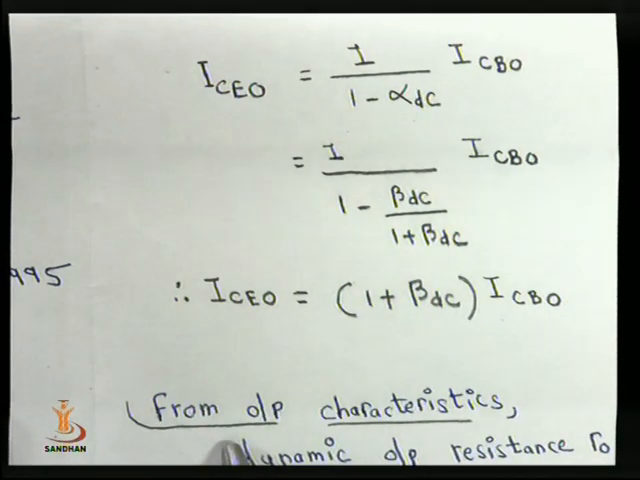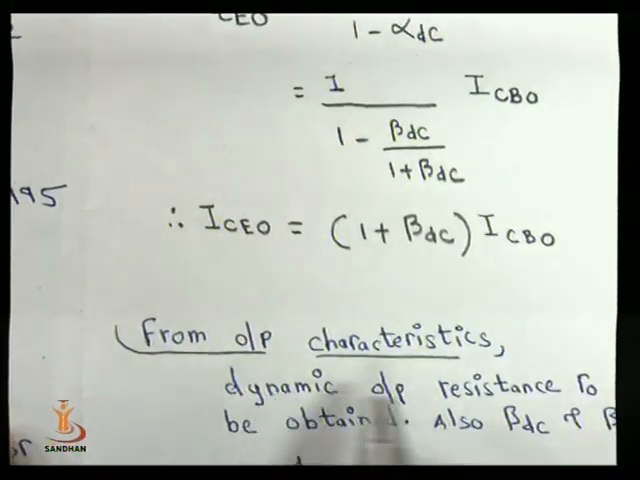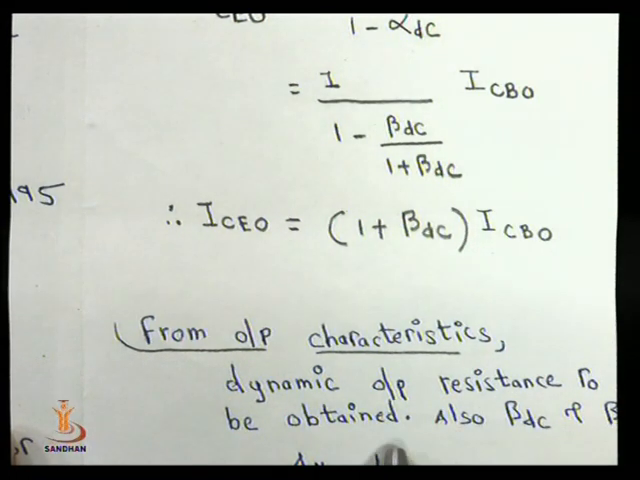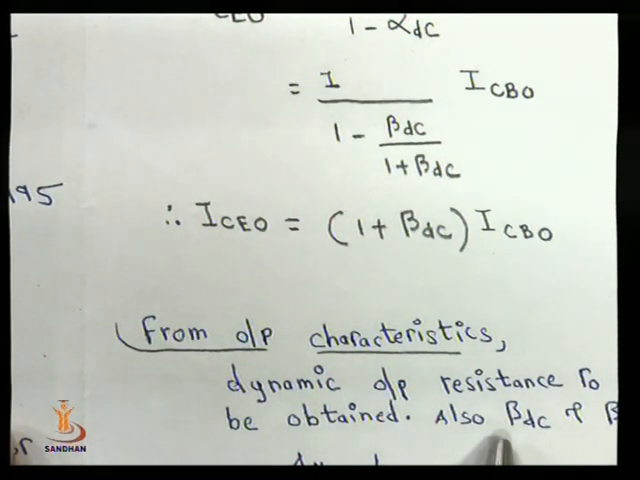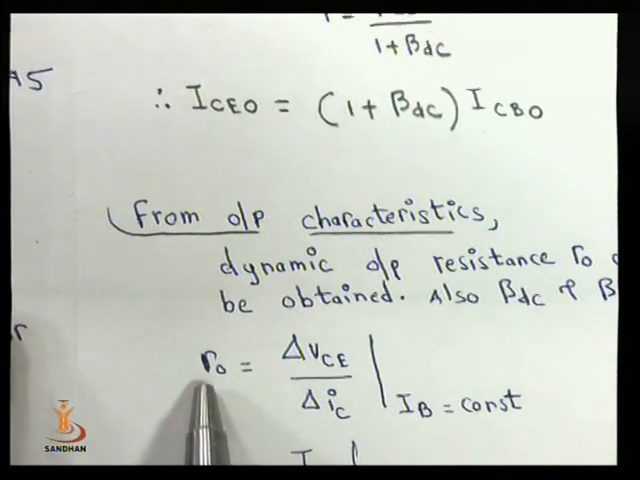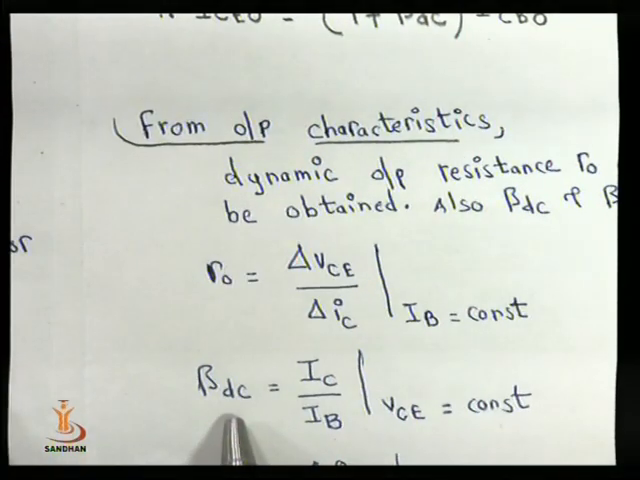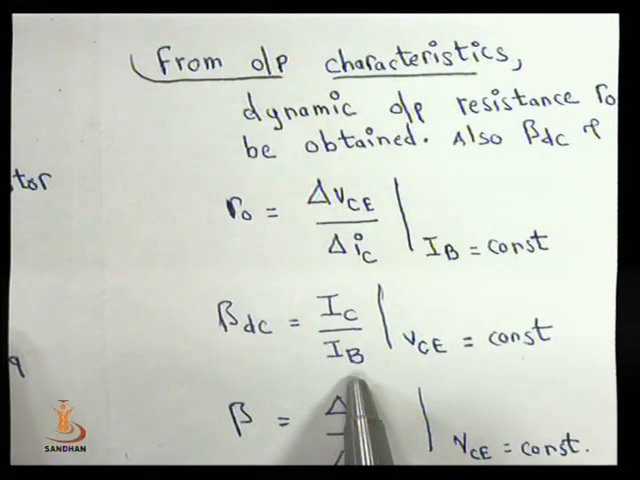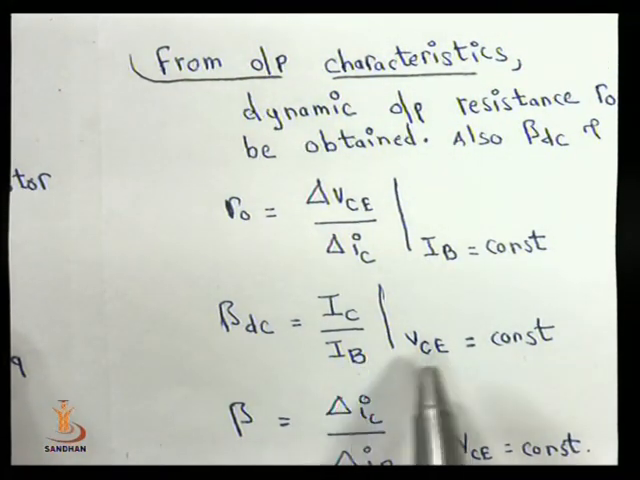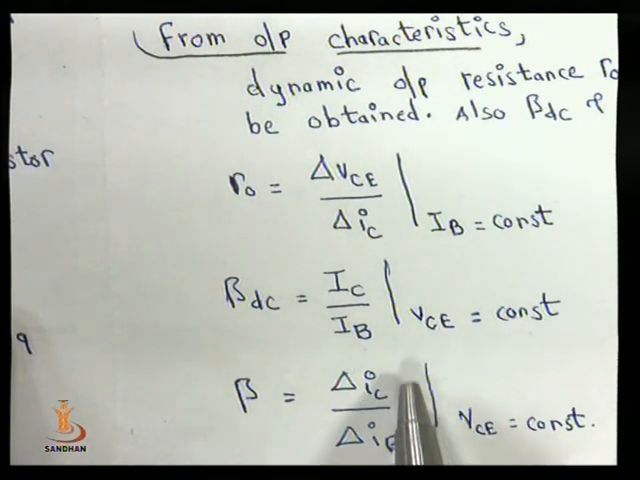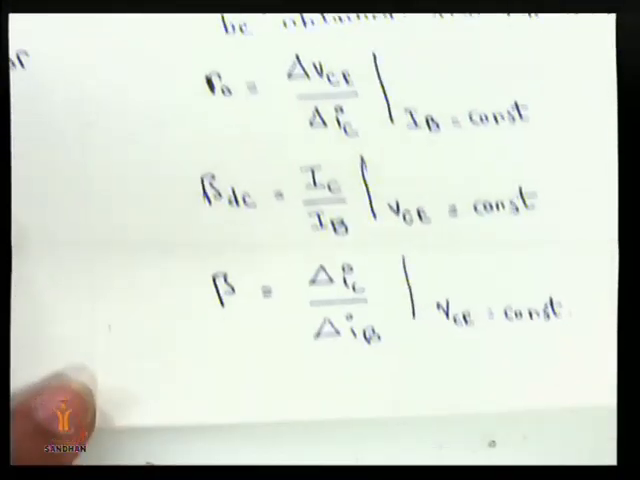Now from this output characteristic calculation, the dynamic output resistance R0 can be obtained, also beta DC and beta are obtained. The value of R0 is del VC upon del IC by making IB constant. Beta DC is IC upon IB. Beta is the change in collector current upon change in base current with VC constant, which is nothing but IC upon IB with VC constant.